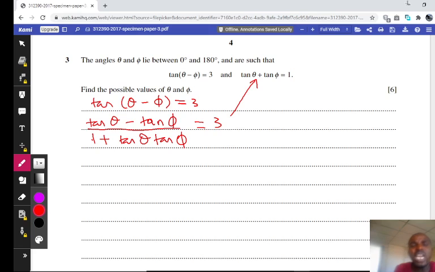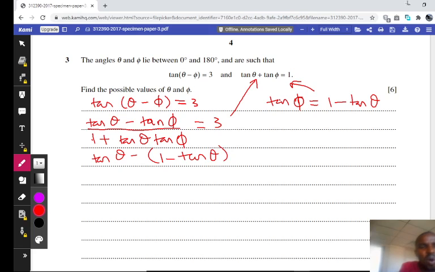So now, how can we work out this one? What you do is you have to substitute, right? Make tan alpha the subject of the formula here: tan alpha is equal to 1 minus tan theta. Then substitute. So you say tan theta minus, where there is tan alpha, you put 1 minus tan theta, over 1 plus tan theta times 1 minus tan theta, is equal to 3.